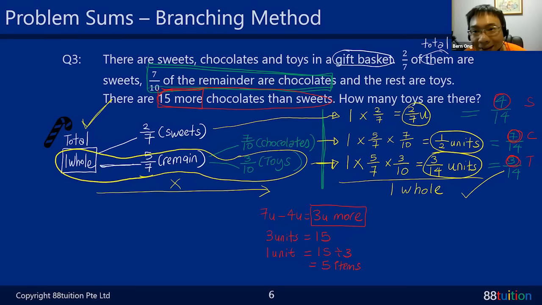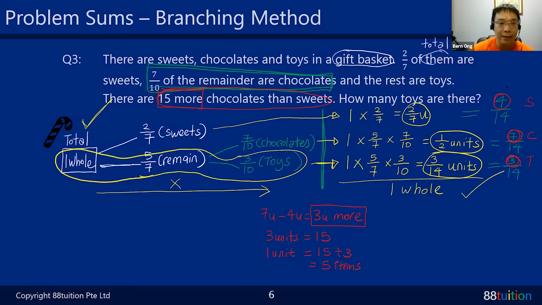Somebody raise their hand again. Yes, 7 units minus 3 units? I see you, good job. That will be what? 7 units minus 4 units, not 3 units. Why 7 units minus 3 units? No, it's 7 units minus 4 units. 7 minus 4 is 3. Why is it? I don't understand. As you can see, let's look at it on the top.